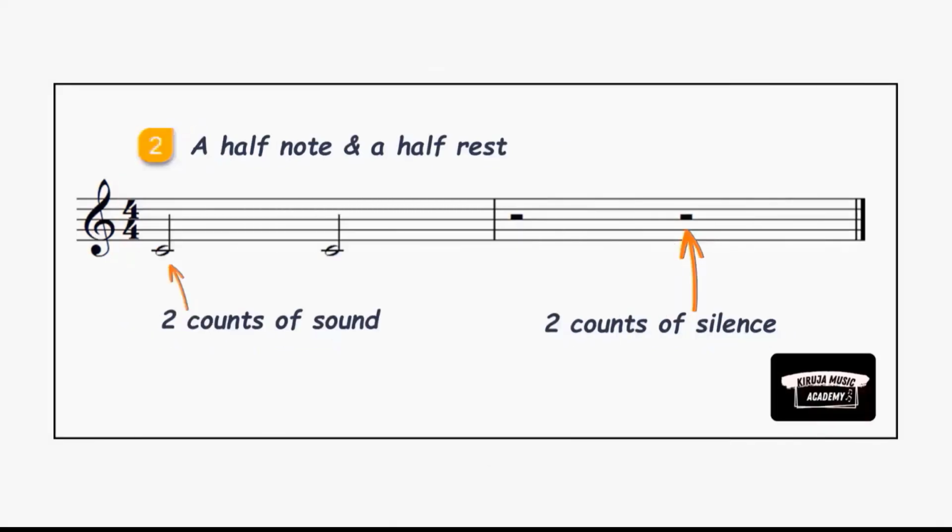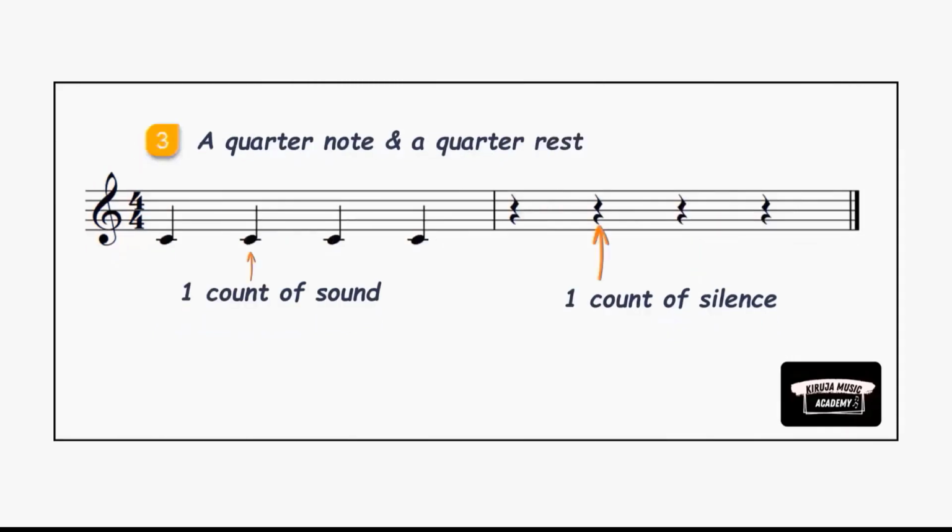The second musical note is a half note. A half note is a musical note played for 2 beats in a 4/4 time signature, and its symbol is an open oval shape with a stem attached to the right side. A half rest indicates silence of 2 beats, and its symbol is a small black rectangle sitting on the 3rd line of the staff. The third musical note is a quarter note.